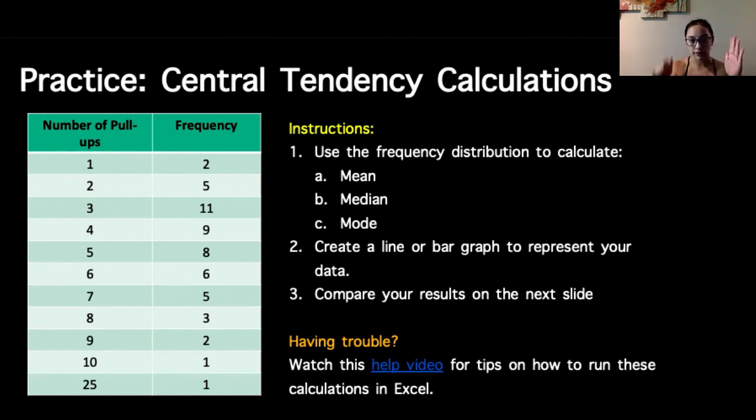Or if you're doing a line graph, we can visualize if we have that peak in the center of our data or not. The frequencies are just how many times these values occur in the distribution. So if we're looking at people who completed one pull-up, we had 2 people do that. So if we were rank ordering our distribution, it would be 1, 1. And if we had 5 people complete 2 pull-ups, it would be 2, 2, 2, 2, 2. Then we'd have 11 threes, 9 fours, 8 fives, and you build your frequency distribution in that way.